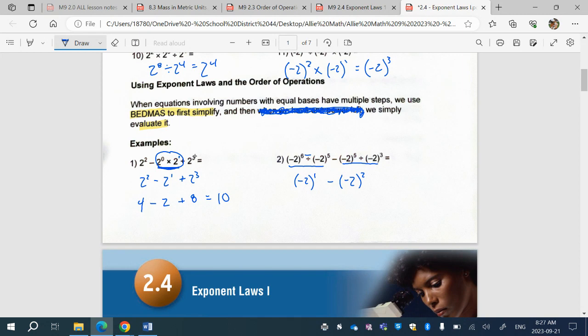Now we can put each of these into standard form. Negative 2 to the power of 1 is negative 2. Subtract negative 2 to the power of 2, so negative 2 times negative 2 is 4. And we get negative 2 subtract 4 is going to be negative 6.